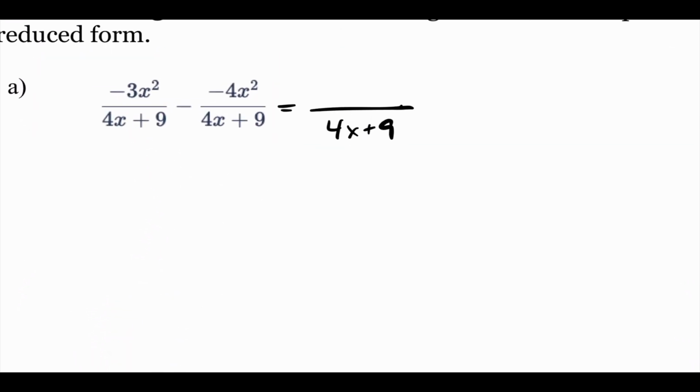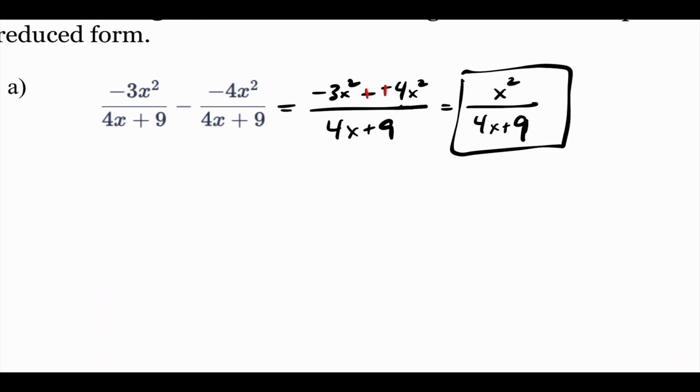We can skip step 1. It's already done for us. So the top is negative 3x squared minus negative 4x squared. Those are like terms, x squareds, right? But before I do that, I gotta change because it's minus a negative. So you just get x squared. At the bottom you get 4x plus 9. Top is a monomial, bottom is a binomial. We're done.